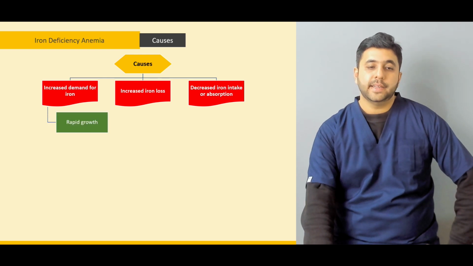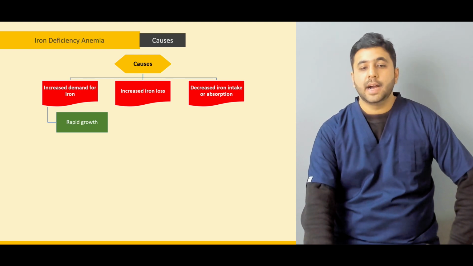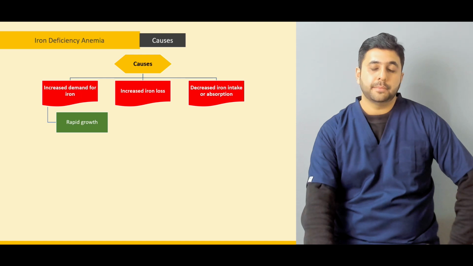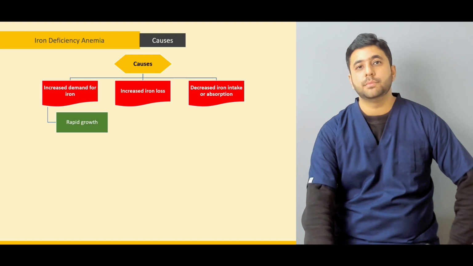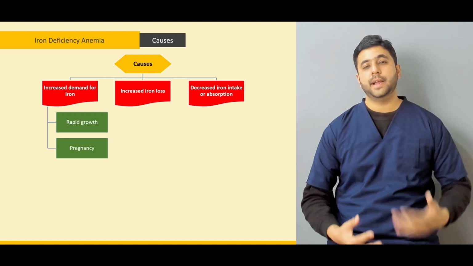Let's talk about the increased demand of iron. What are the various conditions in which the body requires more iron? Either in a rapid growth spurt, for example, in adolescence, there is a rapid growth spurt, and at that stage, the body demands more iron. Similarly, in a pregnant female, especially in the second and third trimester, it is very important to replenish the iron.